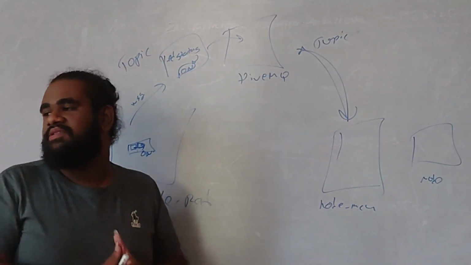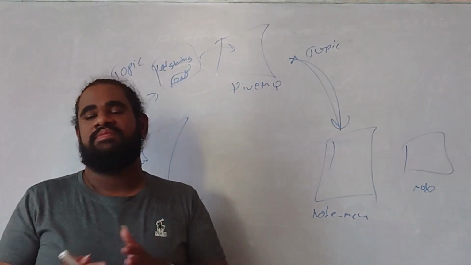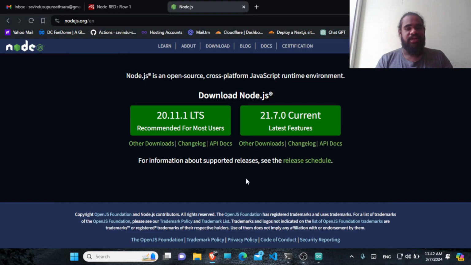Now let's take a look at how we are going to implement this on our machine. Okay, so hi again, and let's now talk about how we implement this. First of all, we need to install Node-RED, and for that we have to first set up Node.js. You can set up Node.js using the nodejs.org website and download the latest stable version. When you install this, it also installs NPM, the Node Package Manager.